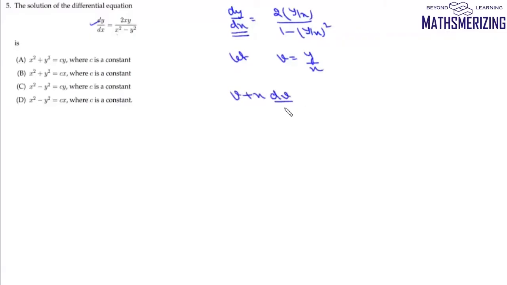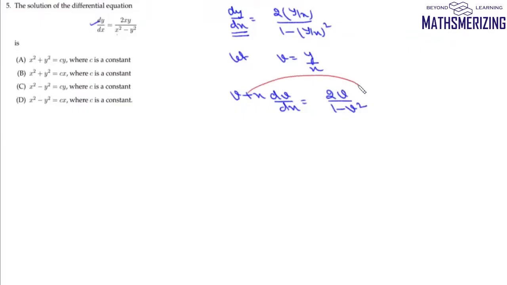Now here the question is, we need to solve this differential equation, which is dy by dx equal to 2xy upon x square minus y square. Now it is a homogeneous equation. So we can write this equation as dy by dx equals 2 y upon x, upon 1 minus y upon x whole square. Now we let v equals y upon x. So we can replace dy by dx with v plus x dv by dx, and it'll be 2v upon 1 minus v square.